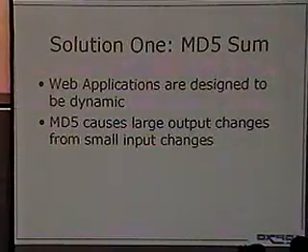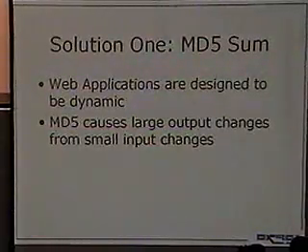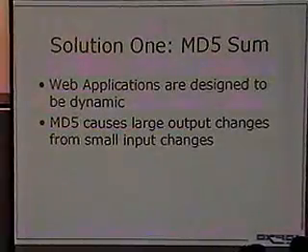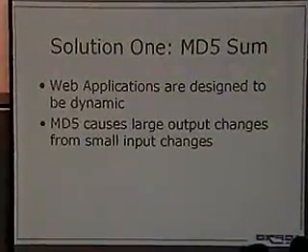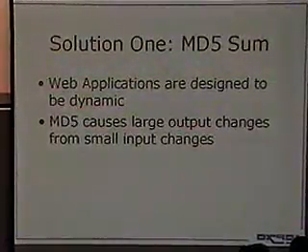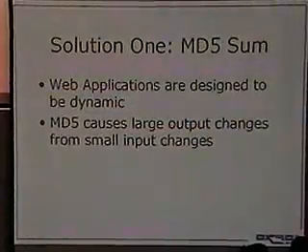So, the first possible solution for dealing with the true pages versus the false pages versus the pages you want to know whether they're true or false is to use an MD5 sum. Take an MD5 of the true, take an MD5 of the false, then the unknown, and see which one's the closest. Well, as I said earlier, over and over, web applications are designed to be dynamic. There's going to be a lot of extra stuff going on. And the way MD5 was designed, it's a message digest, which means it was designed to highlight small changes by making large changes in the actual sum.